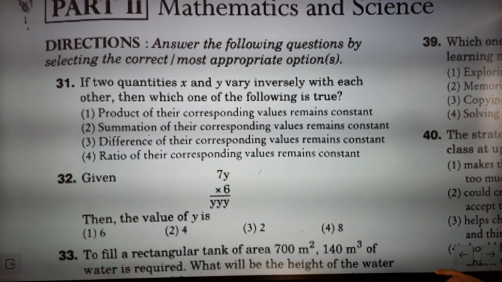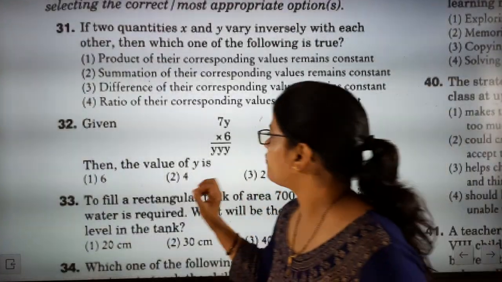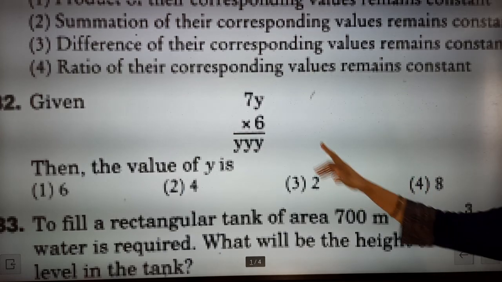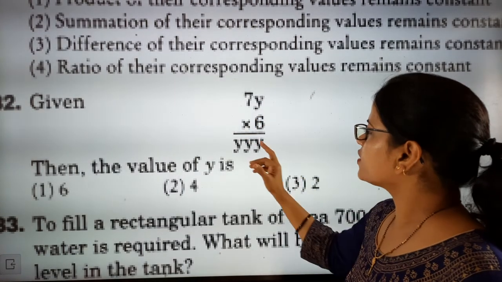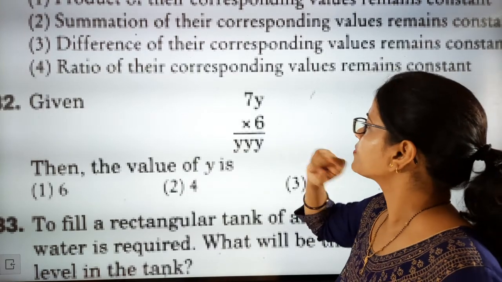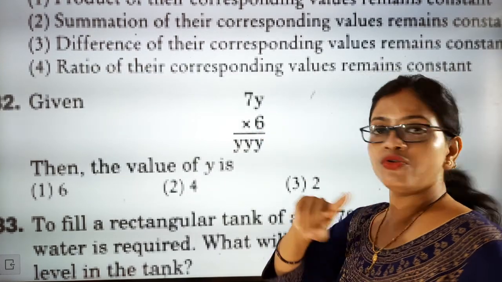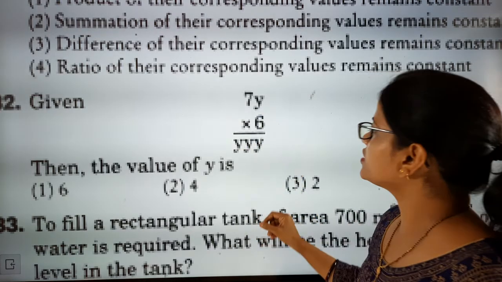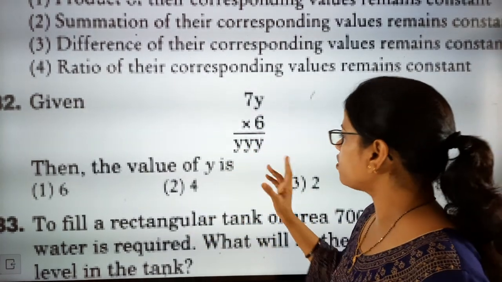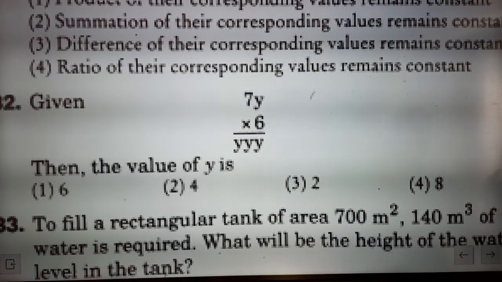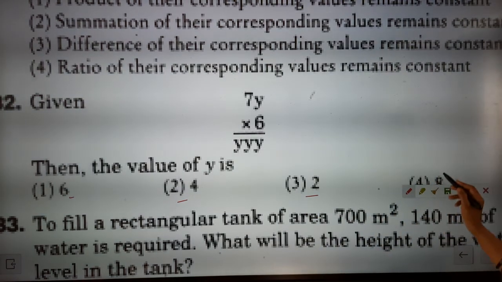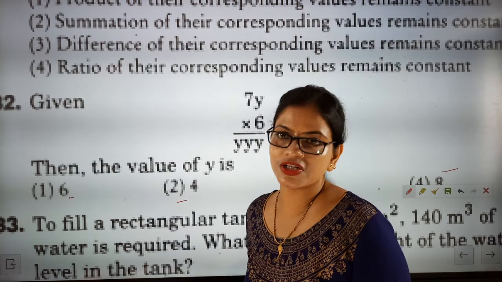Okay. Now the next question given here is 7y into 6 equal to y. So what value are you going to put instead of y so that it comes exactly as y, meaning all three values will be equal? Don't waste your time in these types of questions. Trust me, whatever options are there, just substitute that option and check.